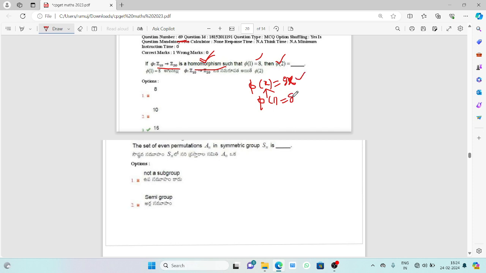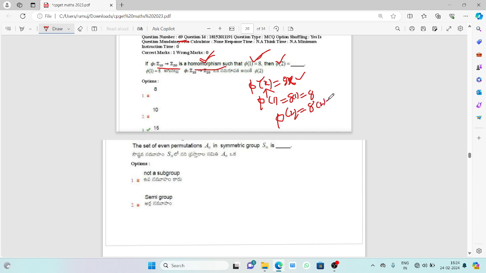So that will give you 8 into 1 is equal to 8. So we can say that this is satisfying the condition. Phi of x equal to 8x will satisfy the one condition. So by applying that, in place of x we just replace by 2. You will get that phi of 2 is equal to 8 into 2.